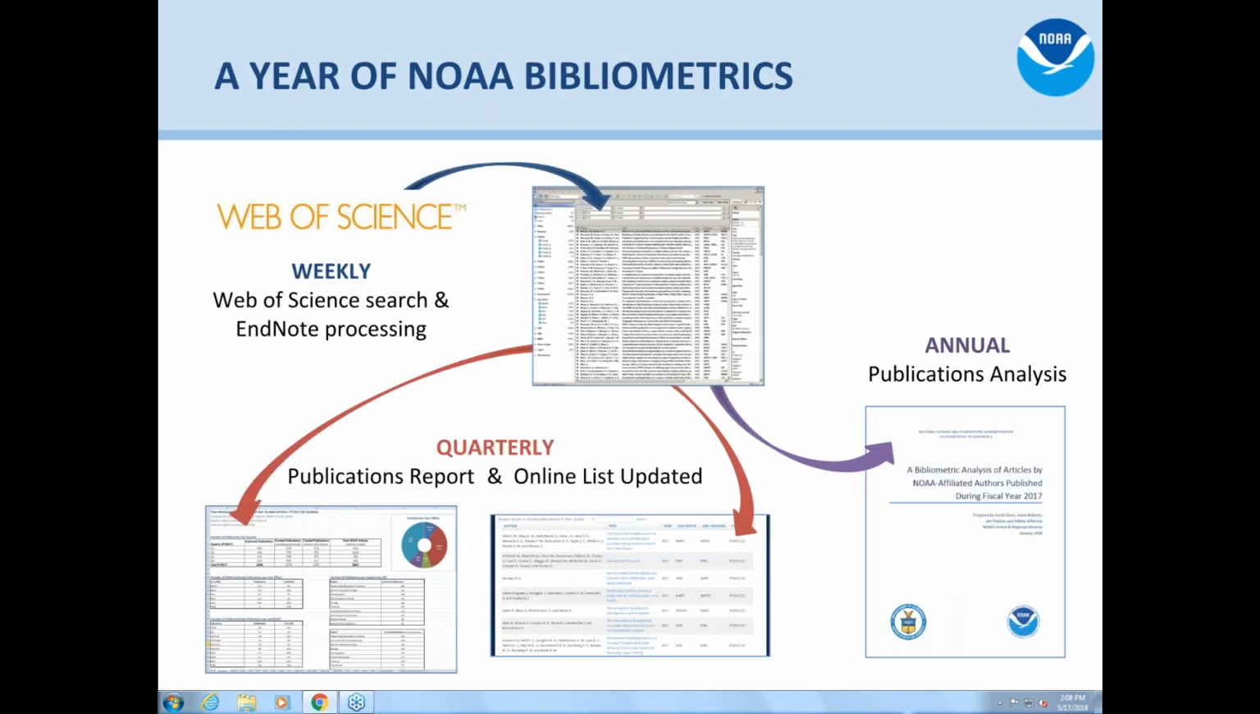So we do a lot of different bibliometrics projects in the library, but our Keystone project, the real core of our program, is the NOAA-wide publications tracking project. It's something we started in 2012, and we work on it year-round. It starts with weekly Web of Science searches, and the results of those searches are managed in an EndNote database. And then from this highly curated bibliography we've built, we create quarterly reports, we create an annual publications analysis, and we also create that online list that a lot of people have seen that's updated quarterly.